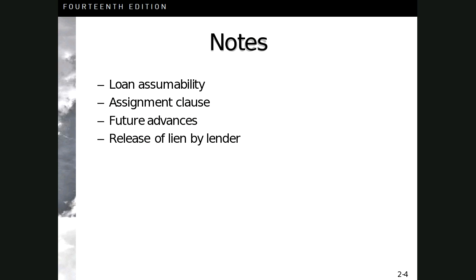Okay. Release of lien by the lender. That just means that any time you pay down all your mortgage notes or the debt that you owe them, they should release the lien. They should not have any lien on your property anymore. So that's the release of the lien.